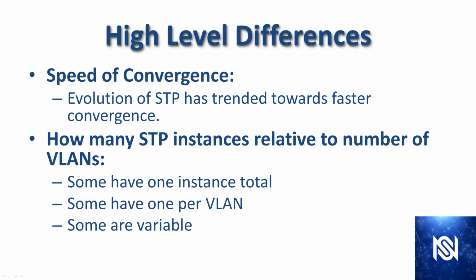As networks have evolved and speed of convergence has become more and more important, spanning tree has evolved with that trend. And the second of which is how many spanning tree instances do you have relative to the number of VLANs? Some of the protocols only have one instance for all the VLANs, some have one instance of spanning tree for every single VLAN, and some are variable and dependent on how you configure them.